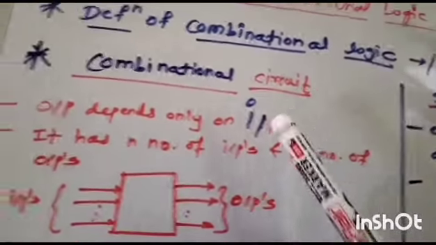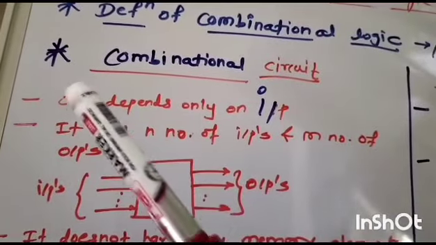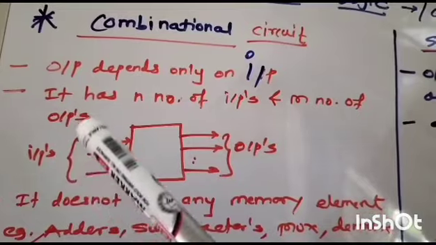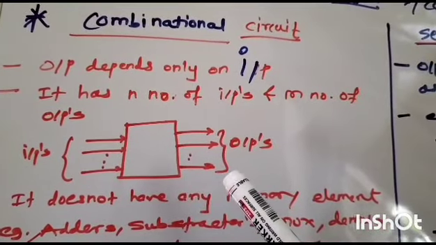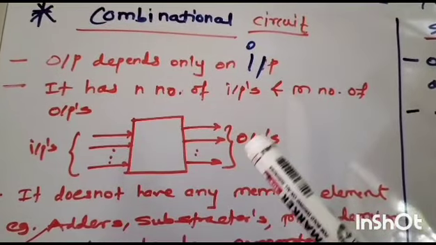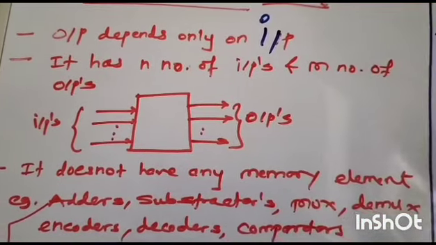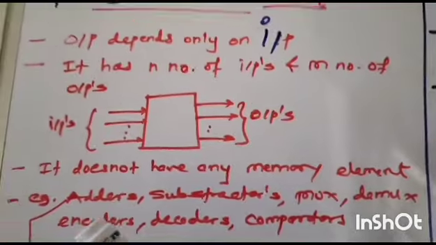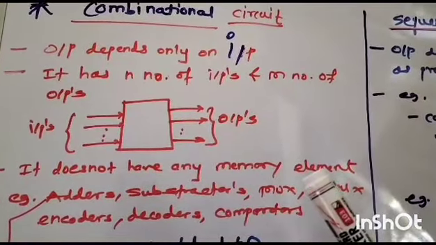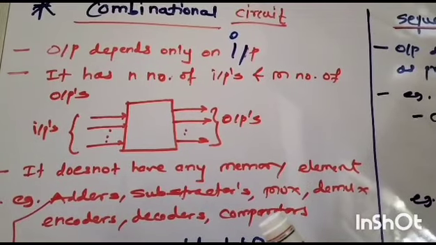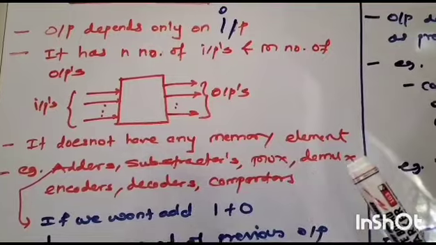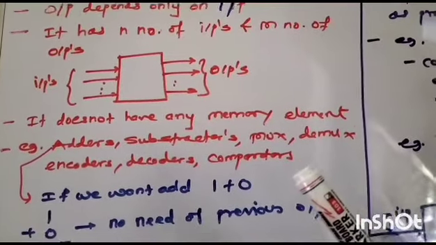In a combinational circuit, the output depends only on the input. You can see here it has n number of inputs and m number of outputs, and the output depends only on the input. There is no previous state or previous output. A combinational circuit does not have any memory element, so it does not require any memory element. Examples: adder, subtractor, mux, demux, encoder, decoder, comparator.